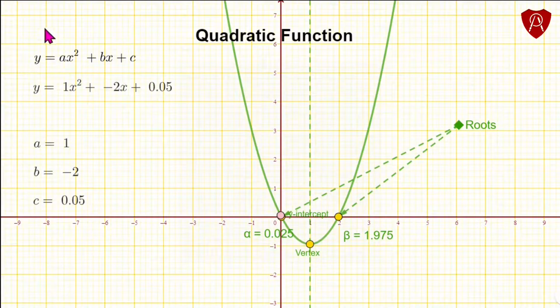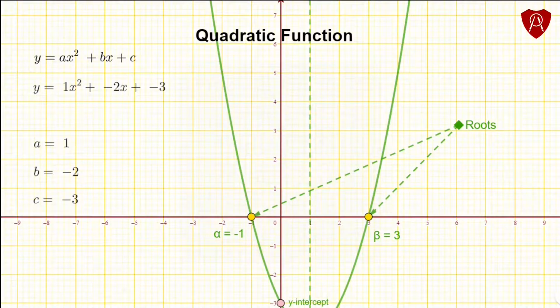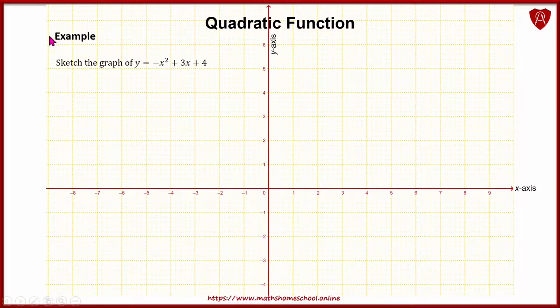Let's wrap it all up by looking at the standard form of the quadratic function. When expressed in the standard form, a, b, and c must be integers, but a should never be equal to 0. It is now time to practice what we have learned by sketching a quadratic function. Here is an example. Sketch the graph of y equals negative x squared plus 3x plus 4.